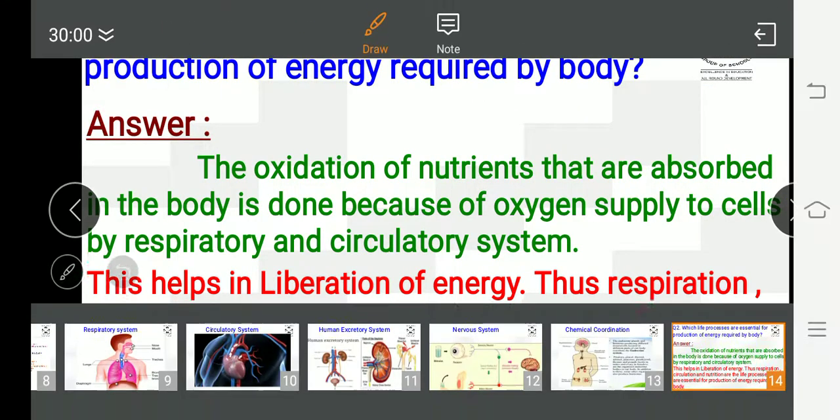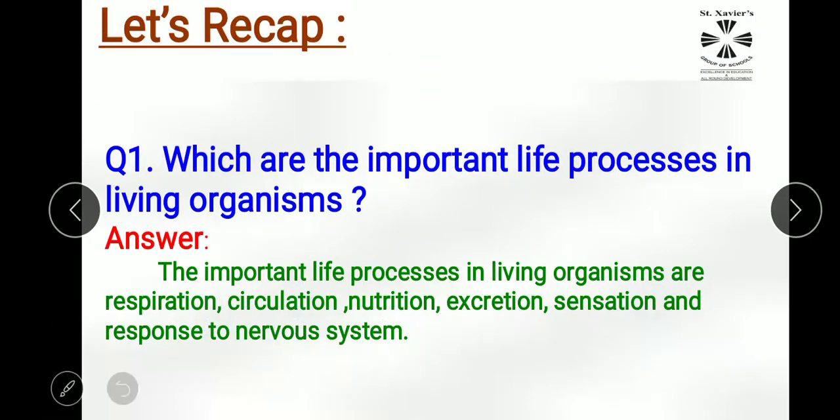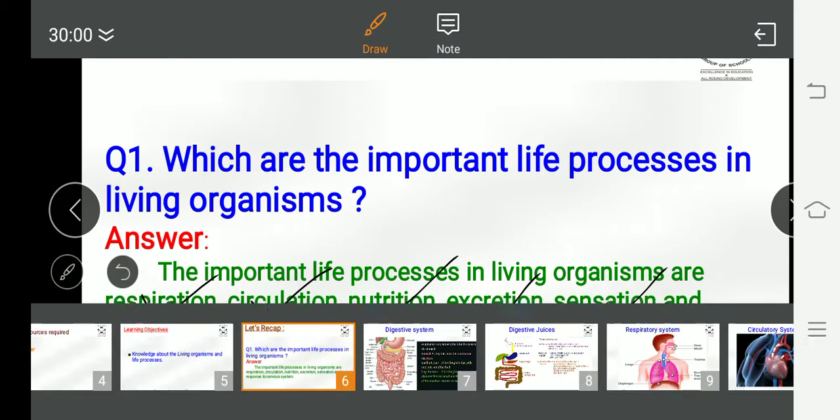So whenever a question is asked, which are the important life processes in living organisms, we can answer that respiration, circulation, nutrition, excretion, sensation and response by the nervous system are the examples of the important life processes in our body, students. Let's continue, students, to the next question.